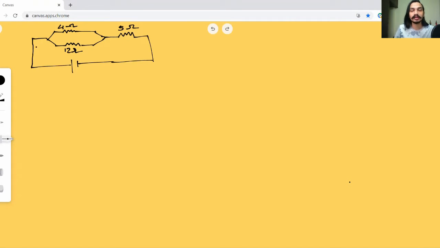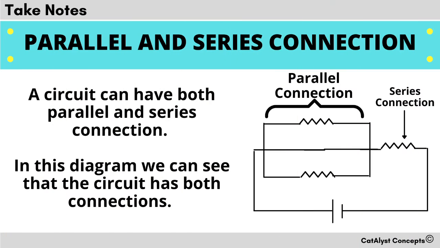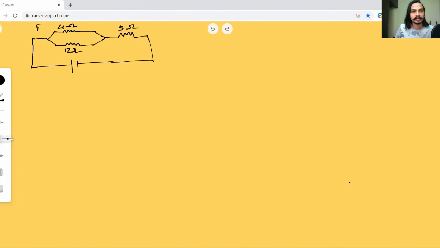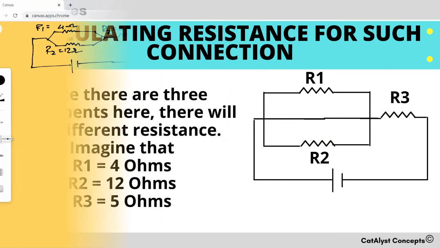If I take a look at it, there's a combination of both series and parallel, right? At this junction, both of these have become a parallel connection, but they again join in series with this third resistance. Let me label them as R1, R2, and R3 for easy reference. So how will I find the total resistance for this circuit?